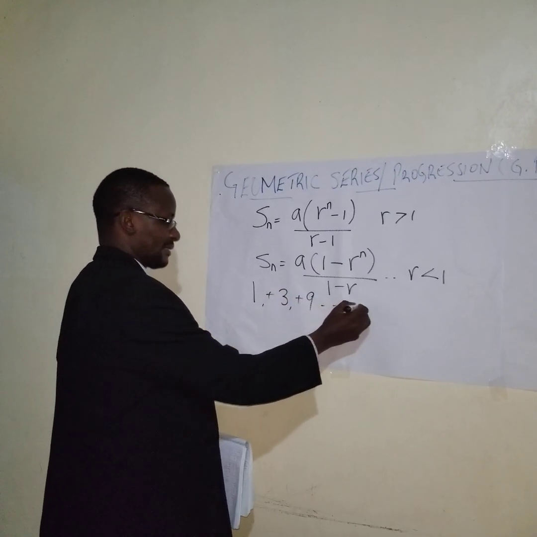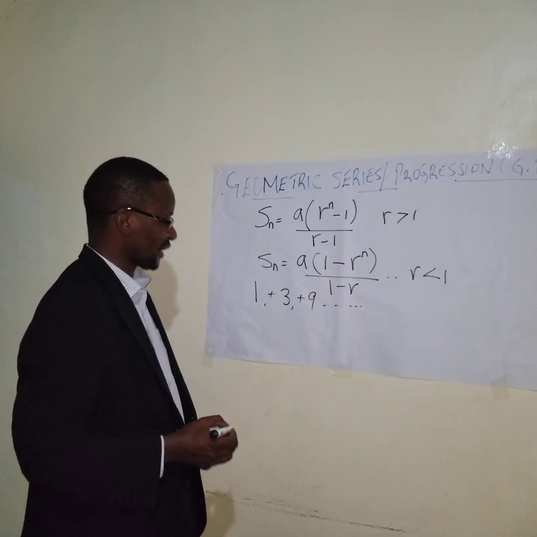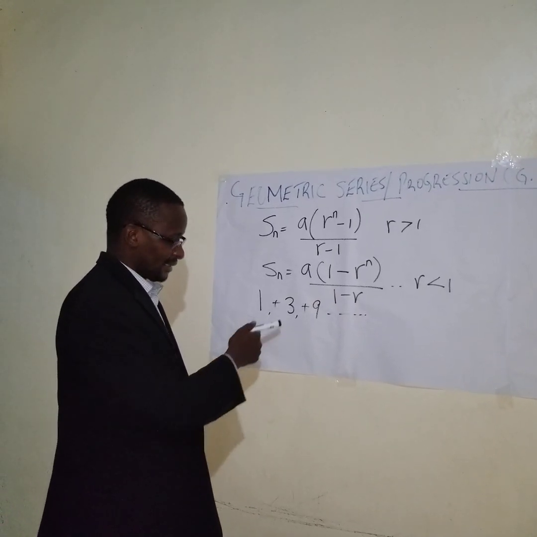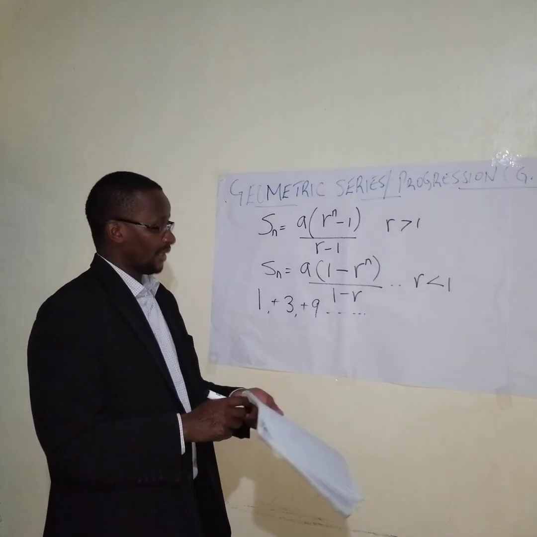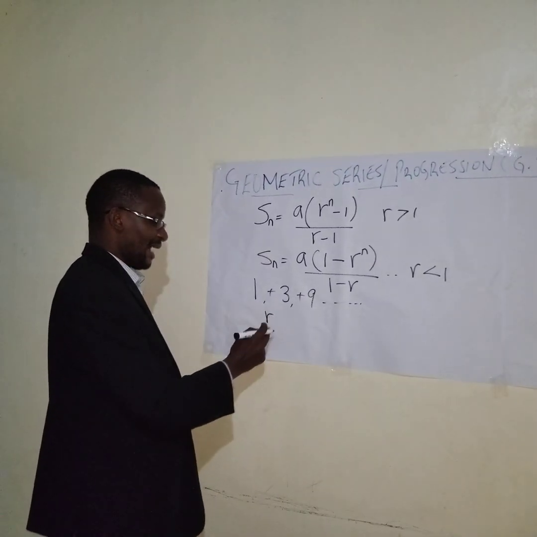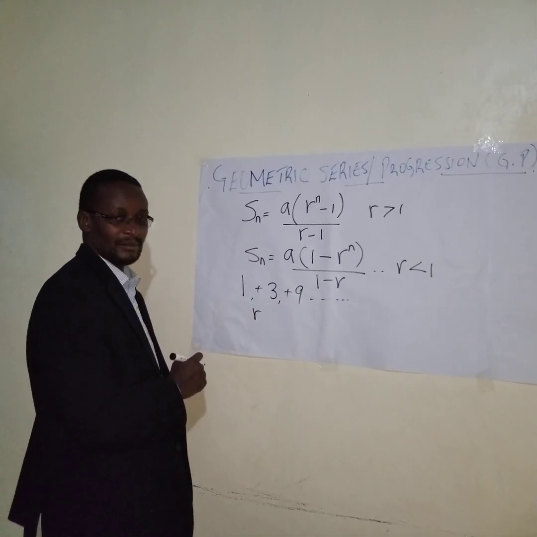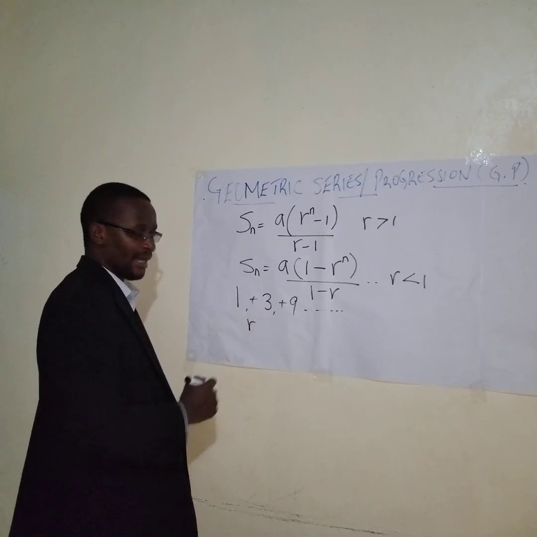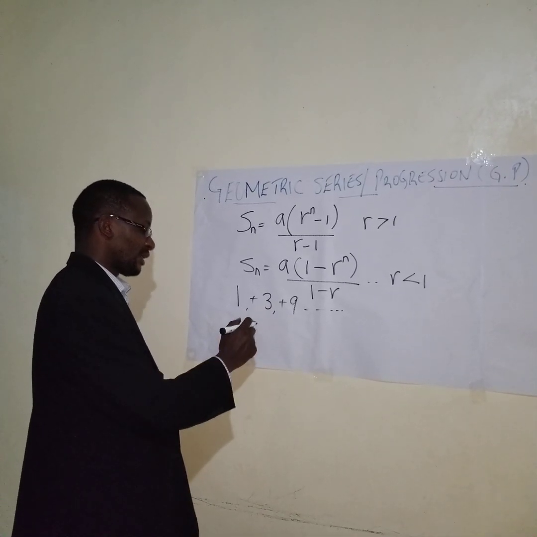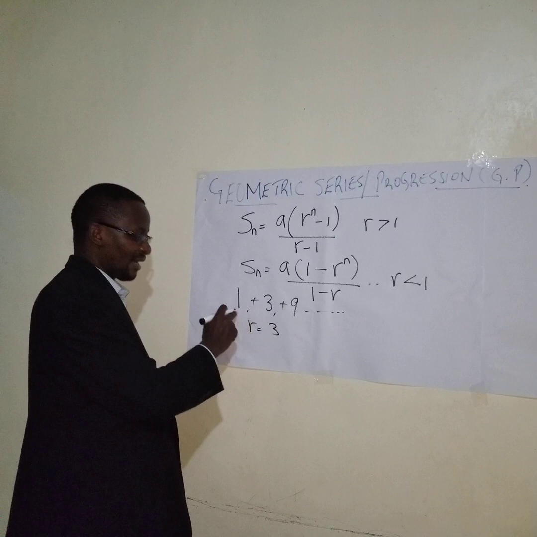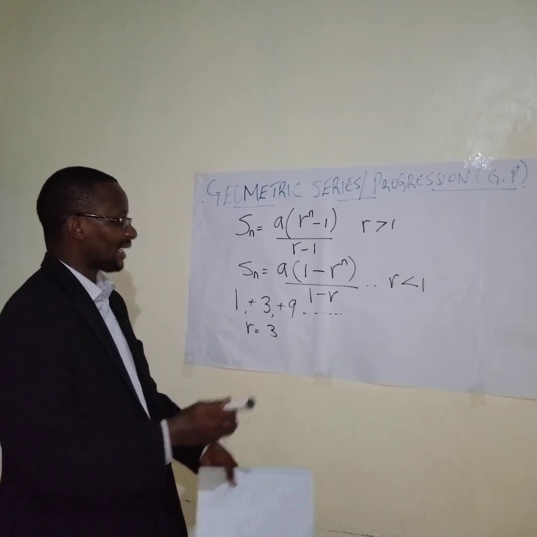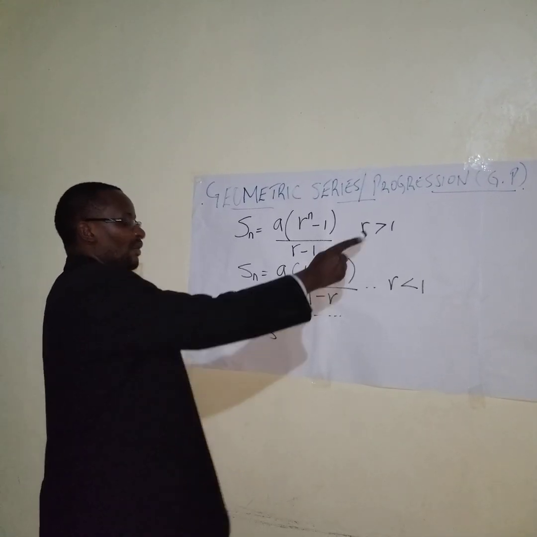Assuming that is a progression, you can look at it. It is actually geometric. What is R? R is the second term over the first term, or the third divided by the second. So it is going to be 3 divided by 1. So you can see that in our case here, R is more than 1.